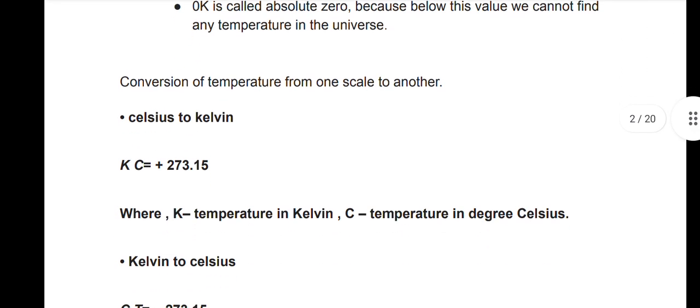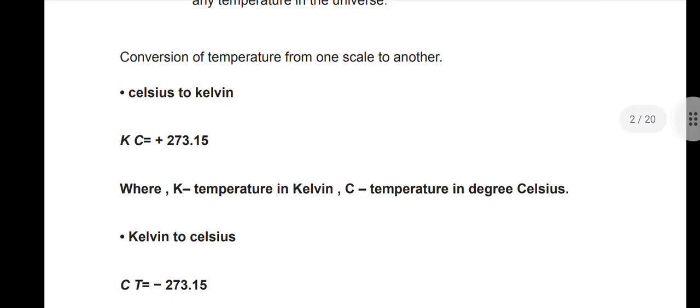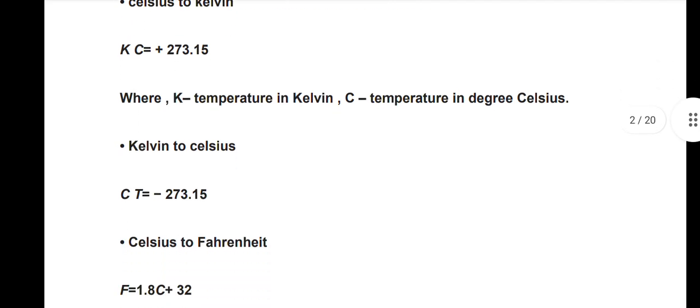Conversion of temperature from one scale to another. Celsius to Kelvin: K is equal to C plus 273.15. Now, Kelvin to Celsius: C is equal to the temperature in Kelvin minus 273.15.